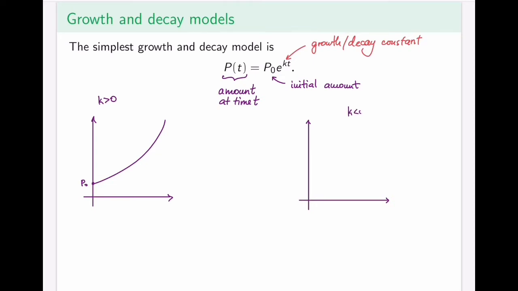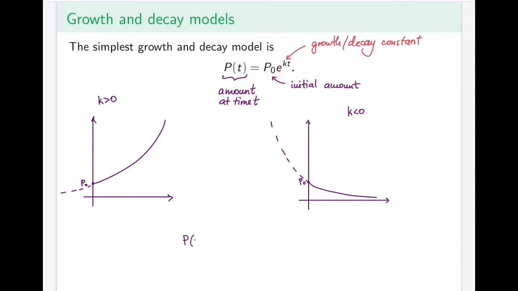If k is negative, that represents the decay scenario. I will start with P naught, but my function will exponentially decay. So here I'm not showing you the tail on this end, it's right there. On the decay constant, the negative will be coming from the side of the increase, and then it will be decreasing afterwards.